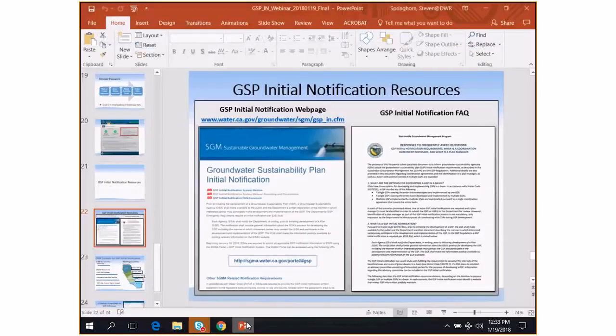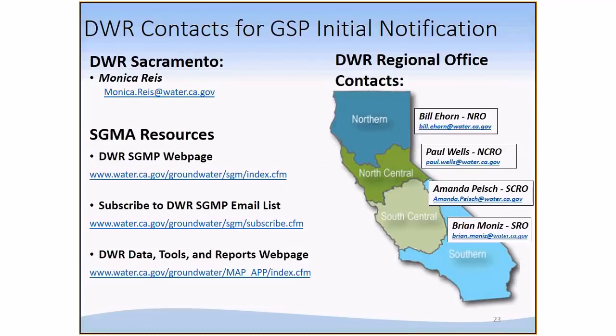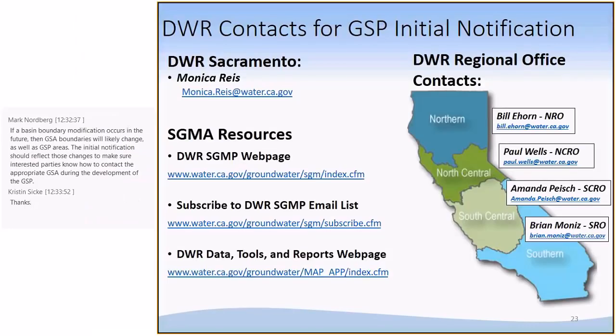DWR Contacts for GSP Initial Notification. A map of regional office contacts in California. So those contacts that I just mentioned: the primary contact for Sacramento is Monica Reese, who is on our SGMA team here in Sacramento. And then the regional offices, it's Bill Ehorn in the Northern Region Office, Paul Wells in the North Central Region Office, Amanda Peisch in the South Central Region Office, and Brian Moniz in our Southern Region Office.